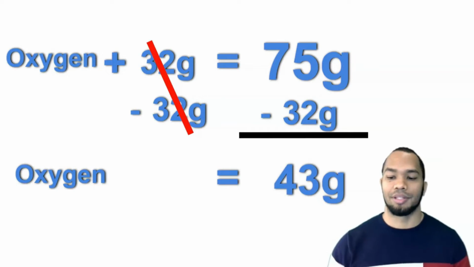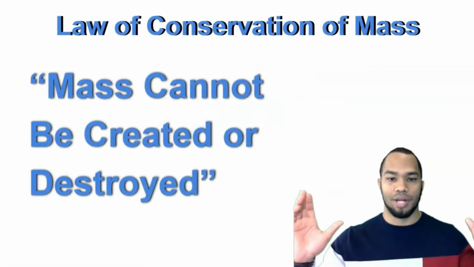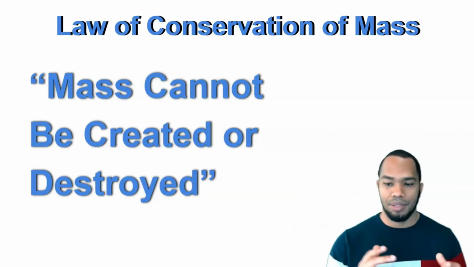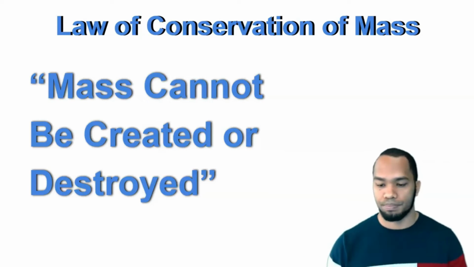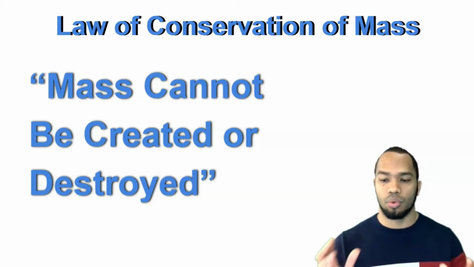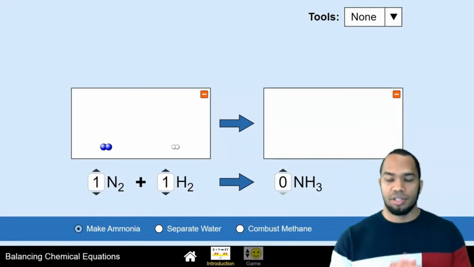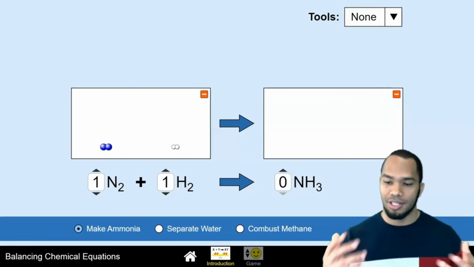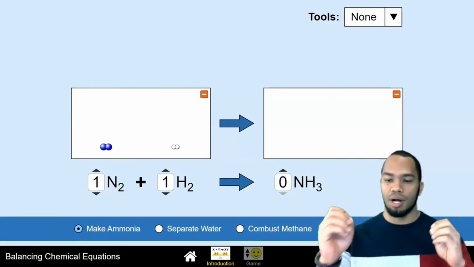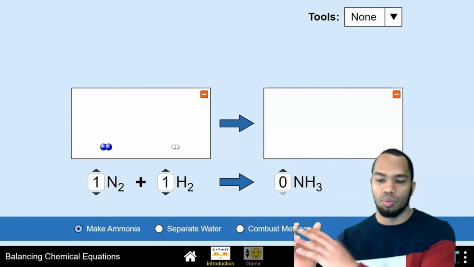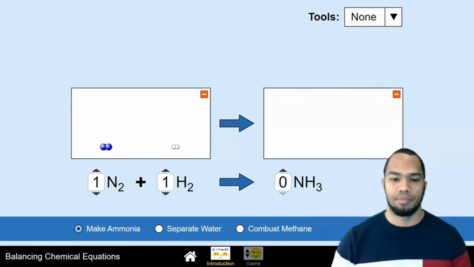Because everything needs to be accounted for. This is known as the law of conservation of mass. Mass cannot be created or destroyed. All right, next, let's talk about how to balance chemical equations. So this here is a simulation, and we're looking at another synthesis reaction. Remember, synthesis is when two molecules combine together and create one molecule on the other side.